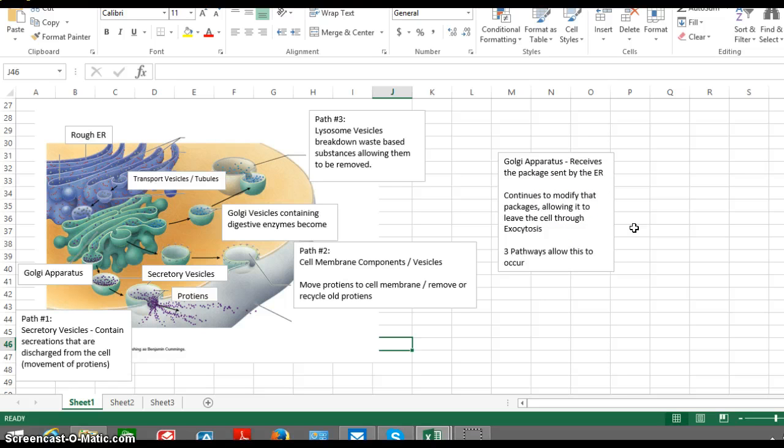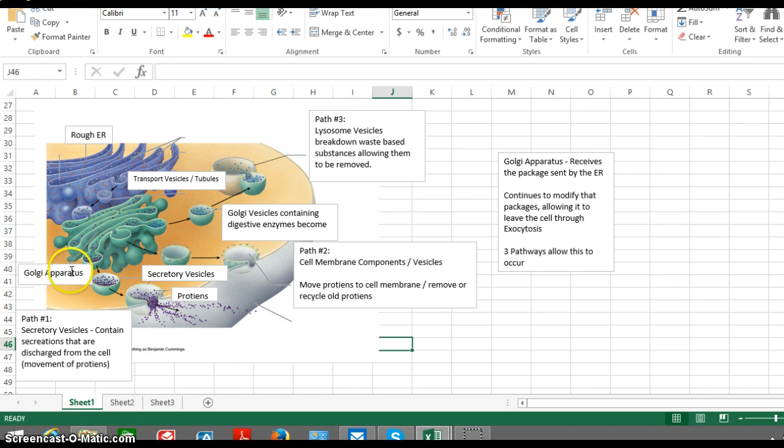So it receives those packages. And you remember those packages were filled with a variety of different components, things like proteins, glycoproteins, things along those lines. Well, the Golgi apparatus continues to modify those packages. It modifies them in a way where they're able to leave the cell through exocytosis. And this is something that we'll talk about down the road. But three main pathways exist that allow this to occur. So let's go over some basic components of this diagram. At the top here you see the rough ER. We've already talked about that. We've seen the process through which those proteins and other additional materials moved from the rough ER to the Golgi apparatus via transport vesicles.